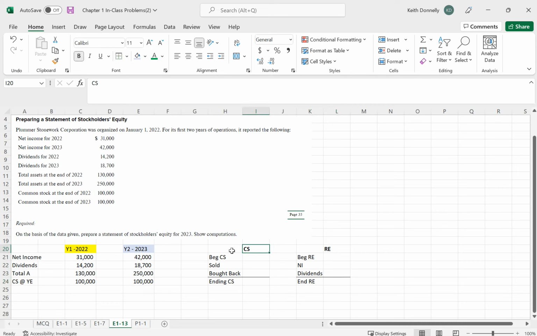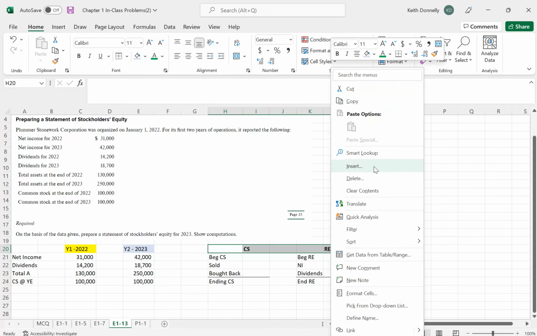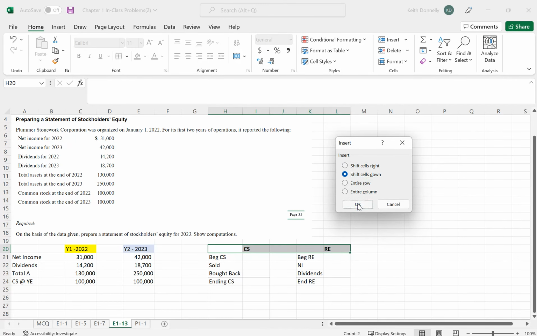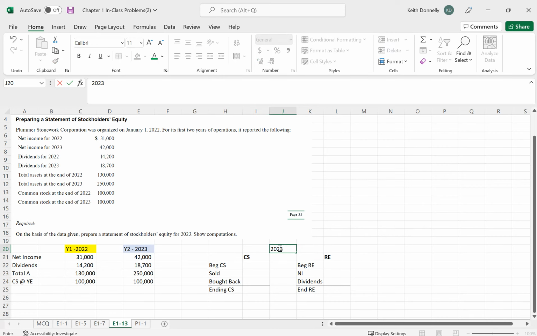So first off, we're doing this statement of owner's equity or stockholders' equity. Shift that down. We're doing it for the end of the year on 2023, so we're focusing on this one right here, at least in theory. Some of these things we can just nab right from over here, like the ending common stock. Let's see what else they give us. It looks like our net income we can get right from over here. Oh, I'm sorry, that was dividends. 42,000. Oh, they give us dividends as well, 18,700.